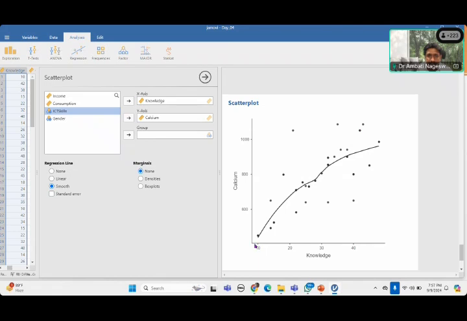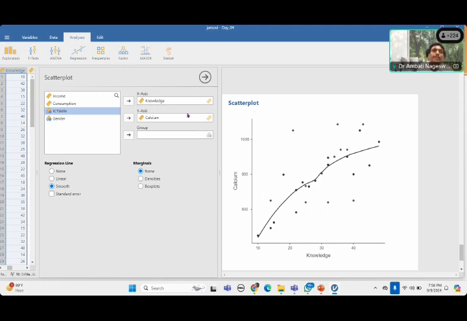Similarly, look at the person who got 10 marks, what about their calcium intake? Except for this candidate, who has a test score of around 22 and a calcium intake above 1000, around 1050, it's very clear that if one variable increases, the other variable also increases. So there is a linear relationship between knowledge test score and calcium intake.